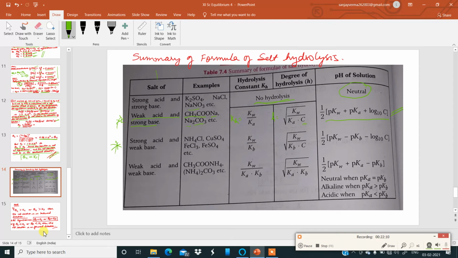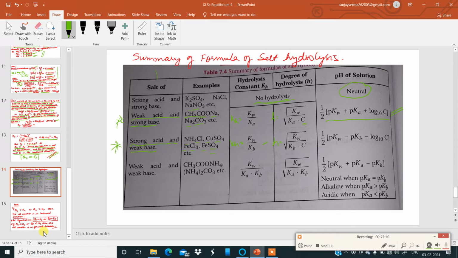Next one is strong acid and weak base, that is, salts of strong acid and weak base. The hydrolysis constant Kh is Kw by Kb, because the acid is strong, so Kw by Kb. The degree of hydrolysis h is root under Kw by Kb into C.